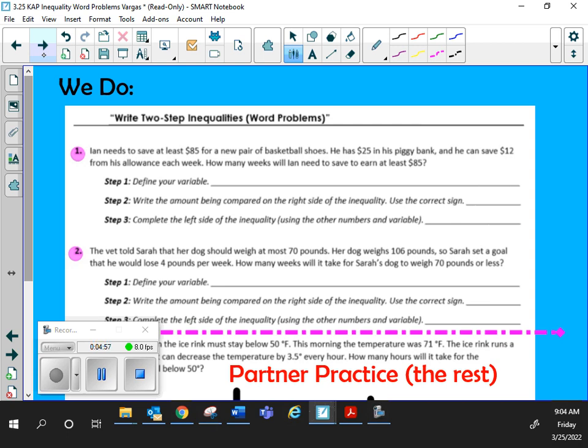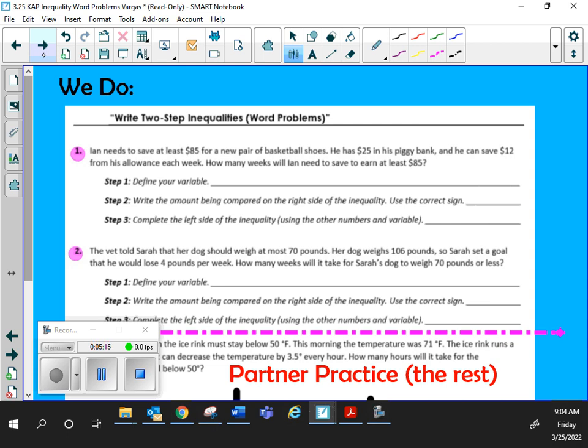So let's read this first problem together. It says Ian needs to save at least $85 for a new pair of basketball shoes. He has $25 in his piggy bank, and he can save $12 from his allowance each week. How many weeks will Ian need to save to earn at least $85?